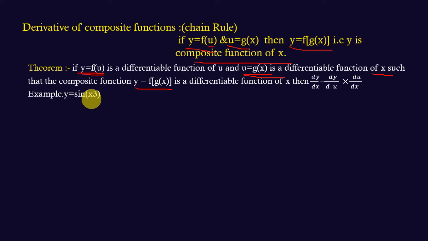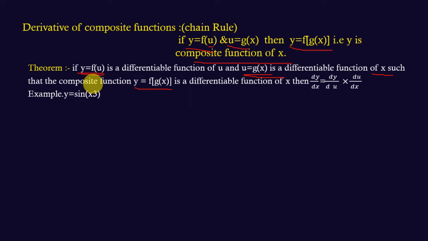Then we study some important topics related to composite function. Here y is a function of u and u is a function of x. Sometimes it happens that y is a function of u, and u is again a function of another function, suppose u is a function of v and v is again a function of w. Then how to differentiate when it is a composite function of more than two or three functions?